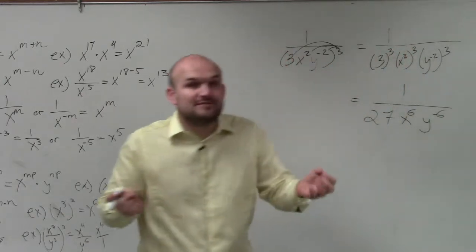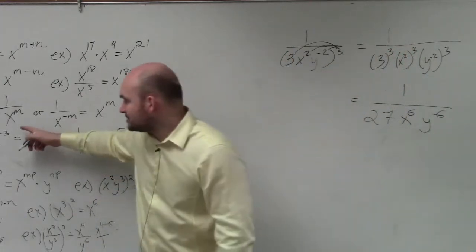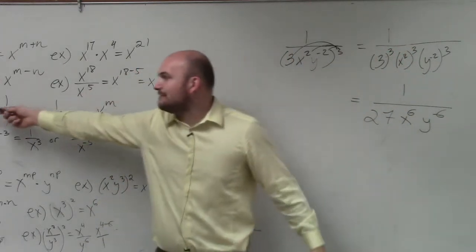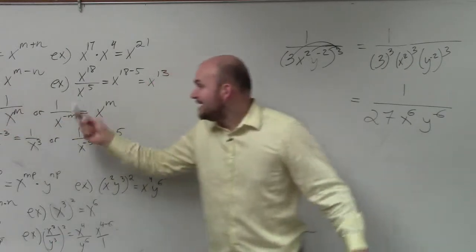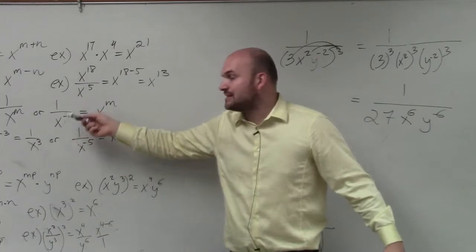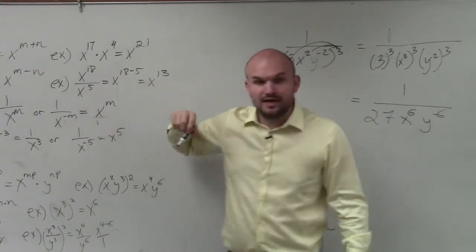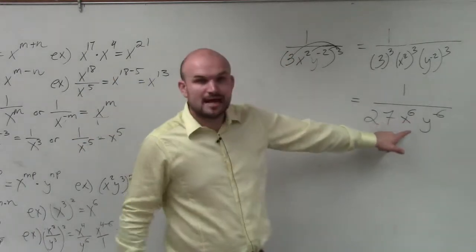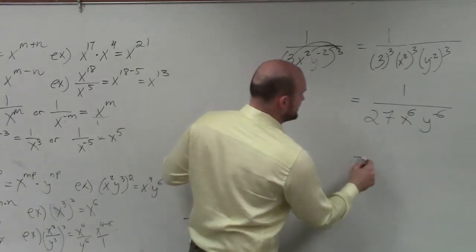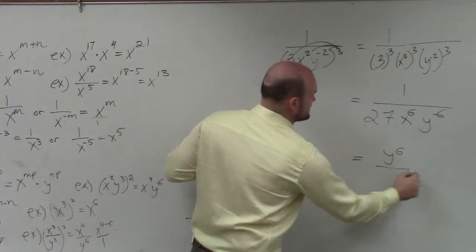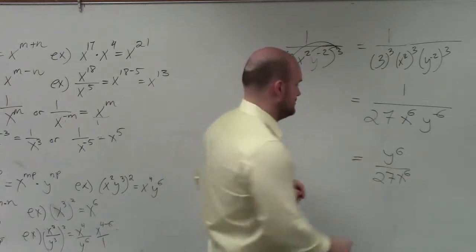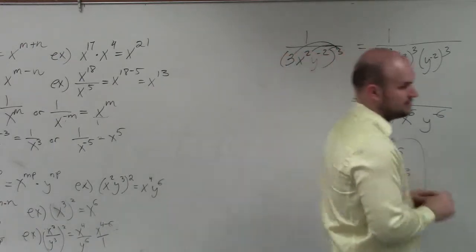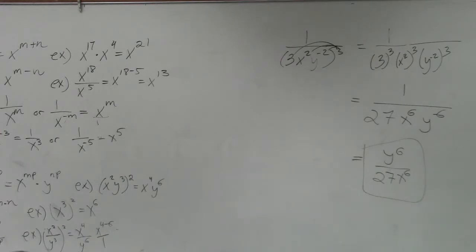So now again, we have to go back to that negative rule. The negative rule states if you have a power that's negative, to rewrite it as positive, you put it in the denominator. If it's negative in the denominator, to rewrite it as positive, you put it in the numerator. So this is not my final answer. My final answer is y to the 6th over 27 x to the 6th. Got that, Vanessa? See? See, señor?